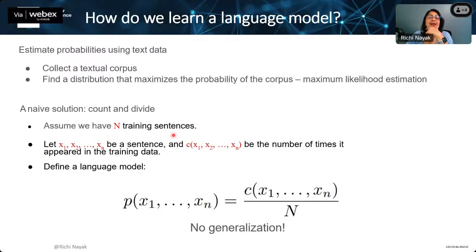Let's say you have n training instances, a number of sentences, x1 to xn. What you do is go into the corpus and count how many times this sentence appears within the corpus, and then you divide by the total number of sentences in the corpus, where n is the total number of sentences. This gives you the probability of each sequence, but it is a deterministic process.